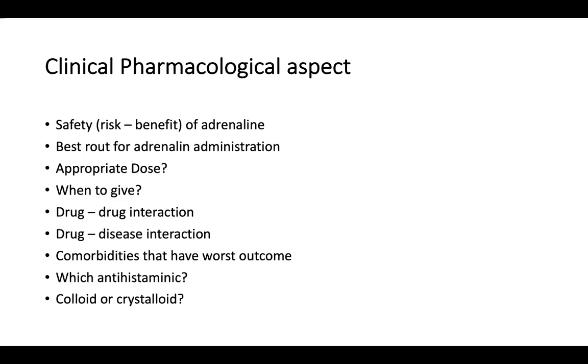And what about colloid or crystalloid? Obviously, crystalloid is better, because all colloids like dextran, hydroxyethyl starch, and PVP, that is polyvinyl pyrrolidone, ultimately increase histamine release from the mast cells. So there is a chance of increased histamine in the body. So it is better to give crystalloid here.